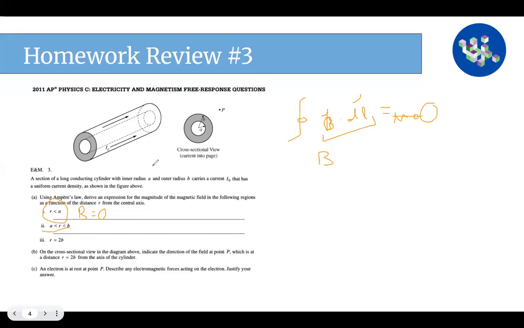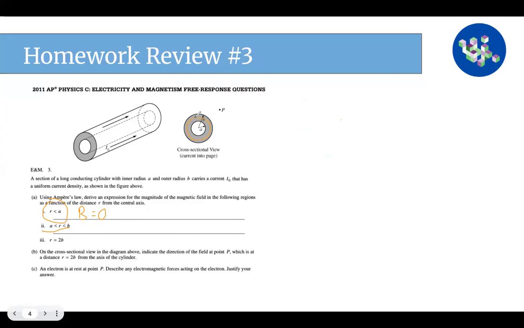Okay, let's look at part two. It's a bit trickier. A is less than r is less than B. Okay, let me clear this first. So in this case, let's draw another Amperian loop. So for example, it's like this.